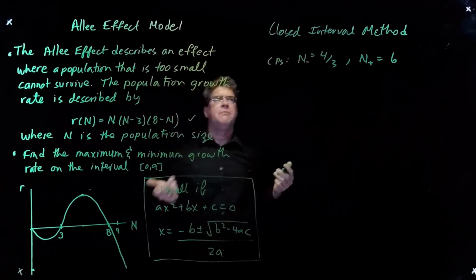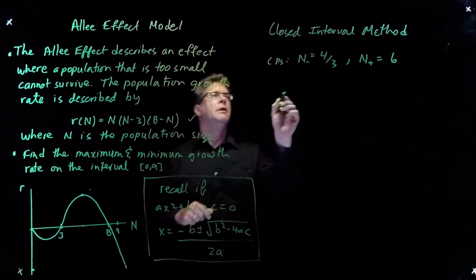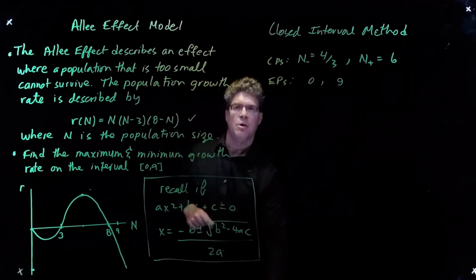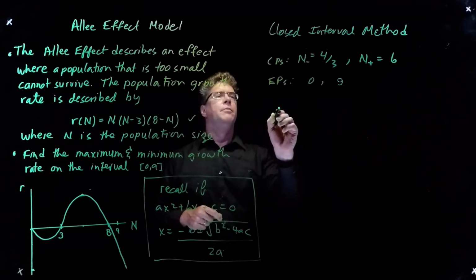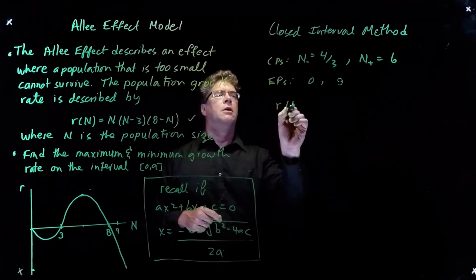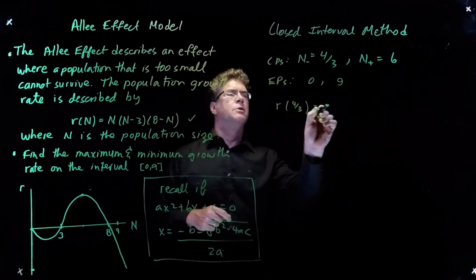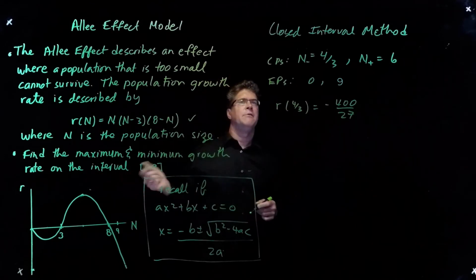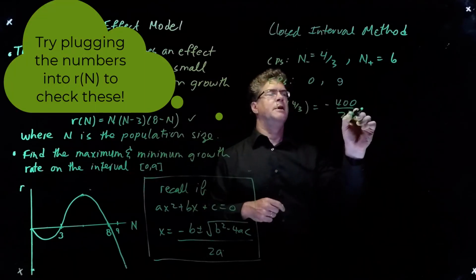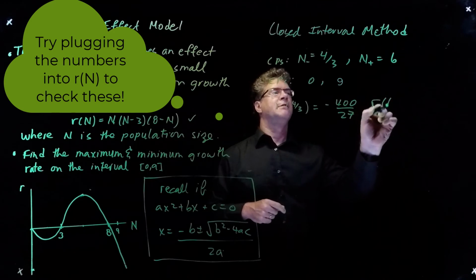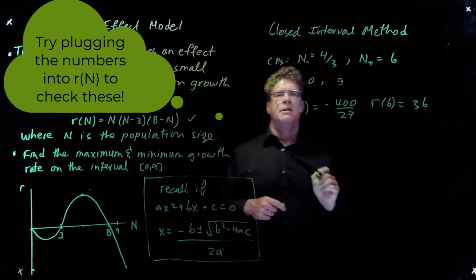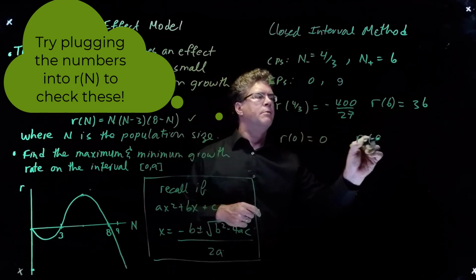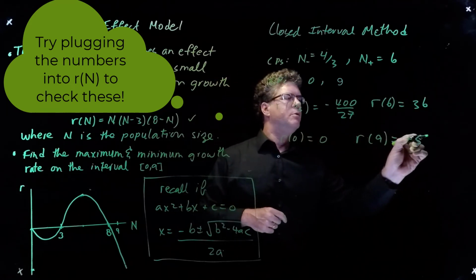So we have to evaluate the function at the critical numbers given here and at the endpoints. And so when we do this, we have that r of 4 over 3 is equal to minus 400 over 27. So this is something to try yourself and check. It's a little bit of work to calculate it out. And r of 6 is equal to 36. And r of 0 is equal to 0. And r of 9 is equal to minus 54.